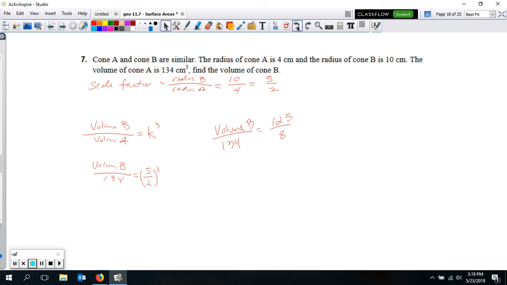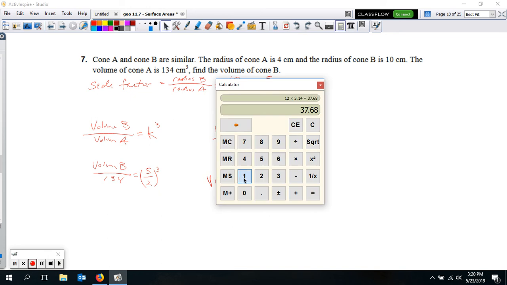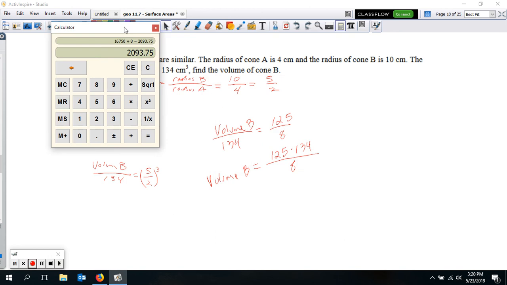Now what I need to do is multiply both sides by 134, which really means I'm going to cross multiply up to here. So I'm going to basically multiply 134 times the 125. So volume of B is equal to 125 times 134 divided by 8. We can do that on the calculator. 125 times 134, divided by 8, gives us 2093.75, and there's our answer. And we're going to say centimeters cubed again because we found volume.